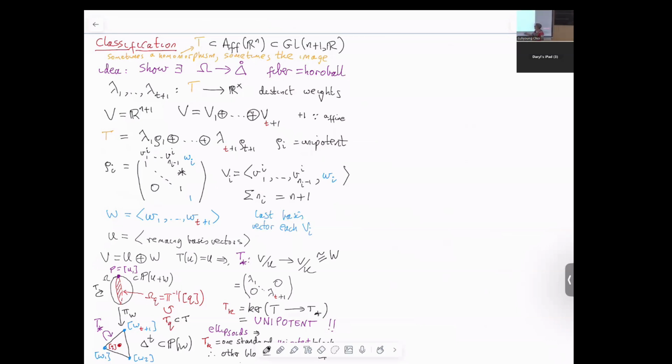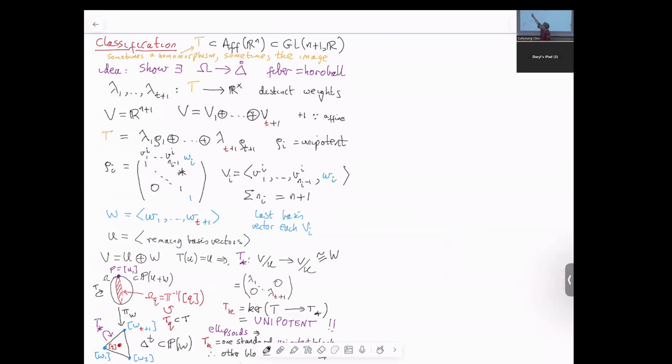Okay, so what we want to prove is that all these blocks have dimension 1 except the last one, and that the last weight is 1. So to do that, we want to produce a linear map from Euclidean space of dimension n plus 1 to Euclidean space of dimension t plus 1. And what we're going to do is, each one of these vector spaces, I've written, there's a basis where the holonomy is upper triangular.